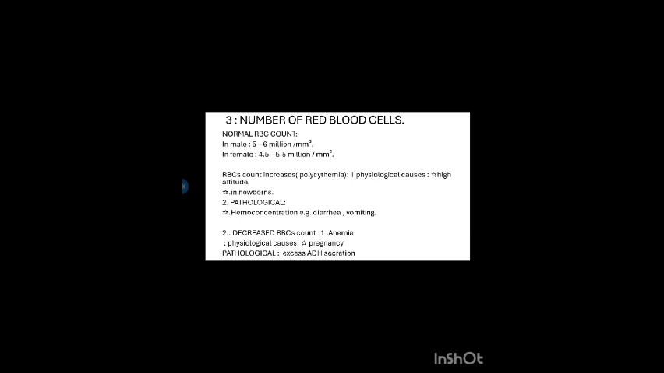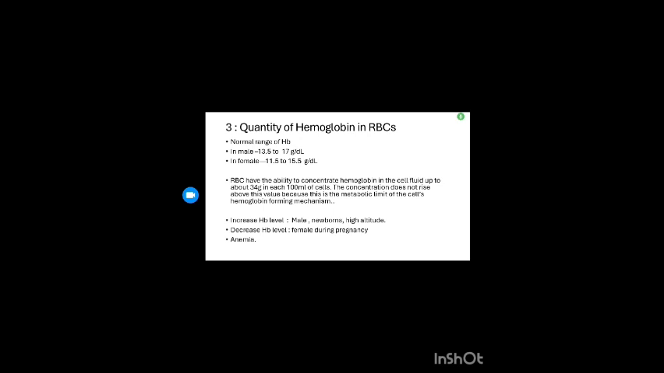Third is quantity of hemoglobin in RBCs. Normal range of Hb in male is 13.5 to 17 gram per deciliter and in female 11.5 to 15.5 gram per deciliter.